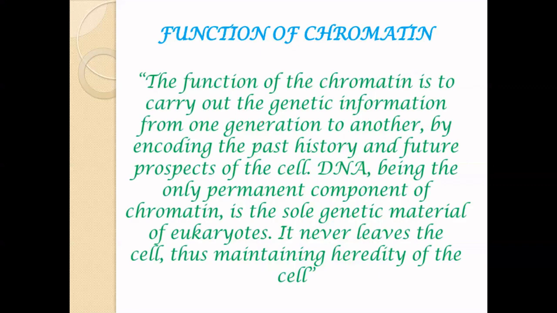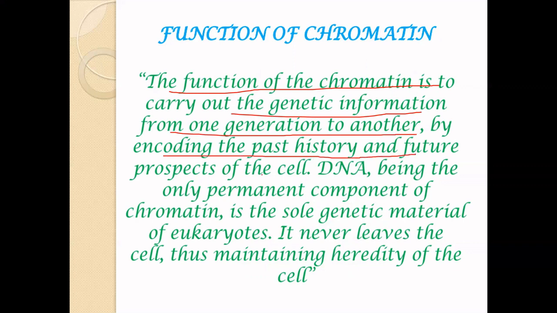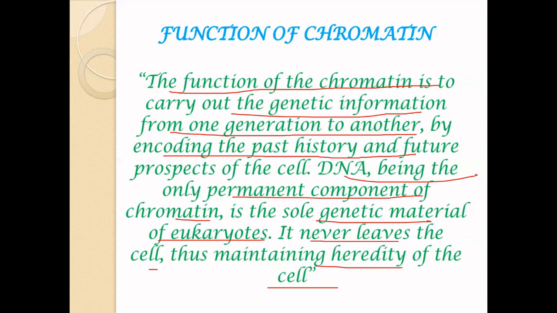So now, before we conclude this class, we need to understand the function of the chromatin. The function of the chromatin is to carry the genetic information from one generation to another by encoding the past history and the future prospects of the cell. DNA being the only permanent component of the chromatin, it is the sole genetic material of eukaryotes. It never leaves the cell, thus maintaining the heredity of the cell. That is why we call DNA the hereditary material.